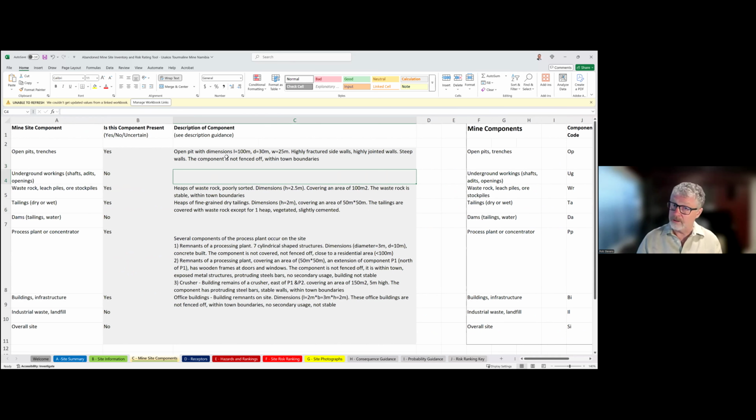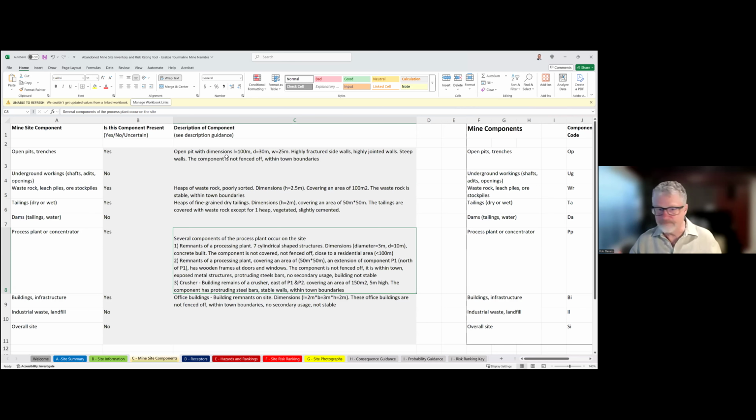So in this case, we saw from the photos, there's an open pit at the site. There are no underground workings, so we don't have that one. We've got some waste rock piles. They're relatively small, so we've put some dimension information, heights of about 2.5 meters, covering an area of about 100 square meters, and noting that the waste rock is stable, but it's within the town boundaries. A little bit of tailings again that we saw that photo of. Maybe I'll come down here to the process plant or the concentrator. So in that case, we had those cylindrical features there, 7 of those that were very steep, no fencing around it, definitely a safety risk there.